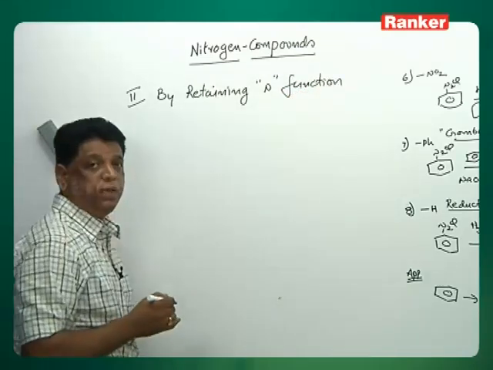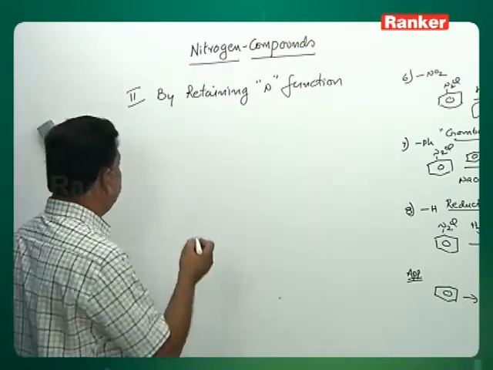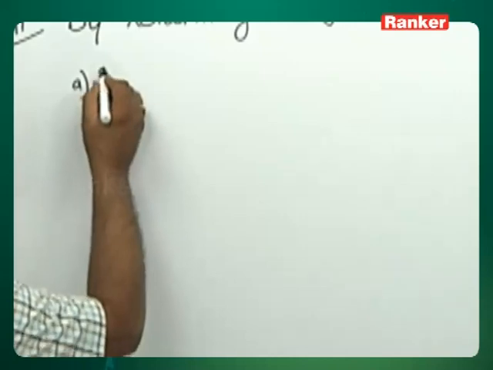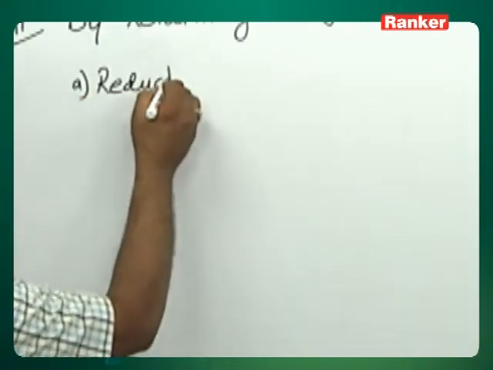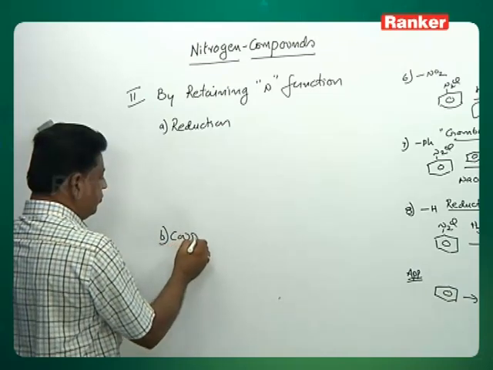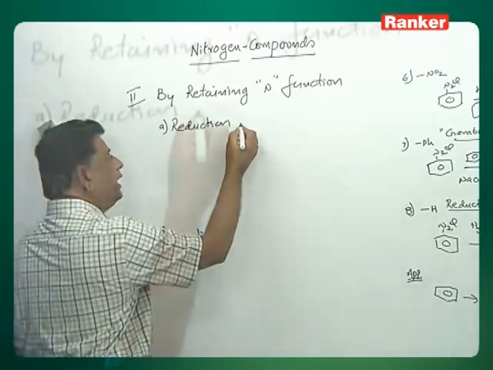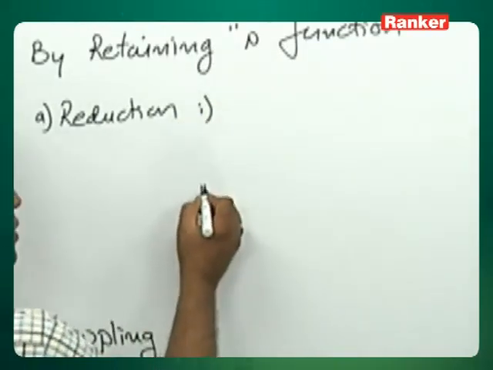There are again two types where you can retain both nitrogens, or one nitrogen. The first type is the reduction. The second type will be the coupling reaction: the coupling reaction and the reduction. In the reduction, there are again two types.